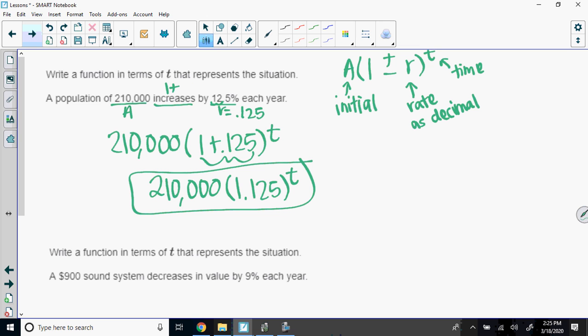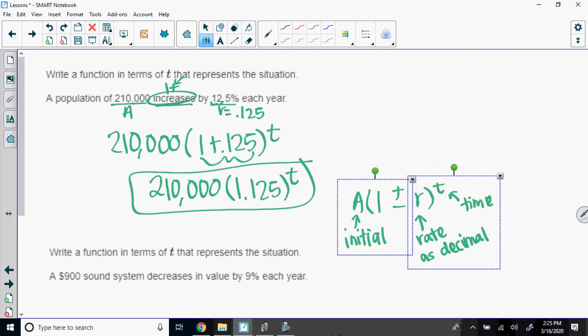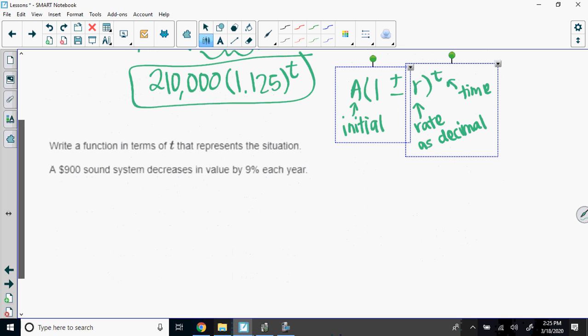Okay, if it's increase, as this word right here says, it's a plus. But you also have the option where it's a decrease. If it's a decrease, it's going to be 1 minus. So our next problem says write a function in terms of t, where the initial amount is $900 for a sound system, and that amount that it's worth decreases, so we'll do 1 minus. It's decreasing by 9%. As a decimal, we move the decimal twice, 0.09 each year.